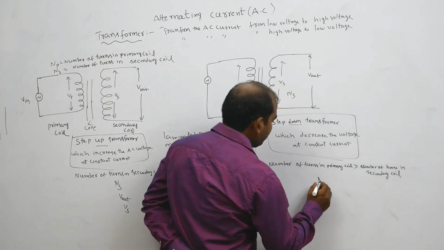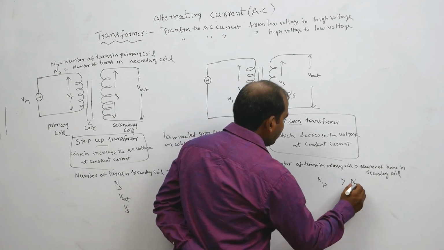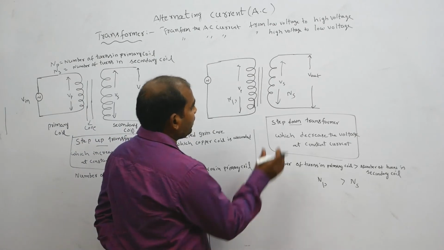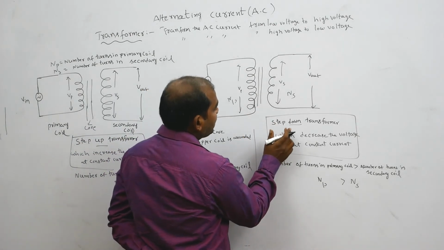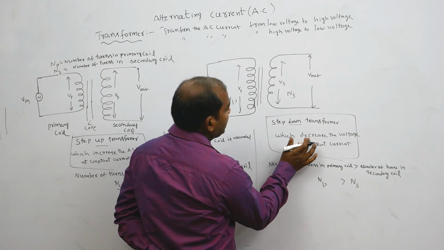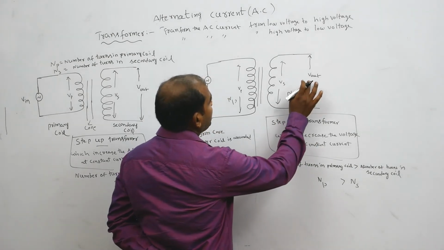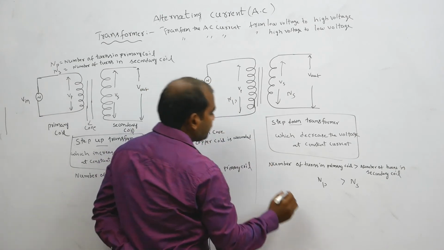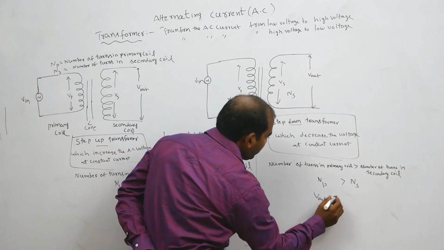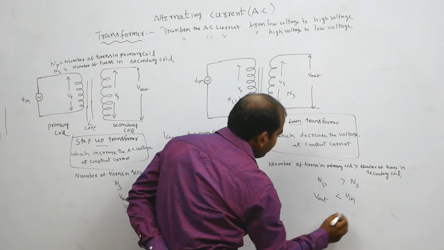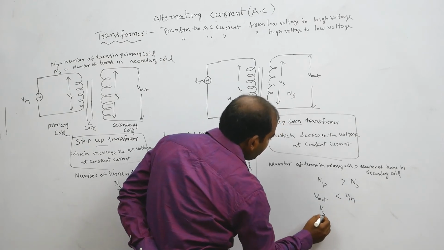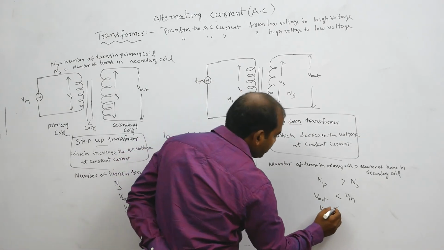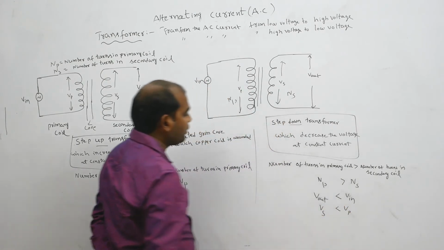So that means NP is greater than NS. Similarly, what is the action of the step down transformer? It decreases the voltage. Decrease means the output voltage is less than the input voltage. That means the voltage at the secondary coil is less than the voltage at the primary coil.